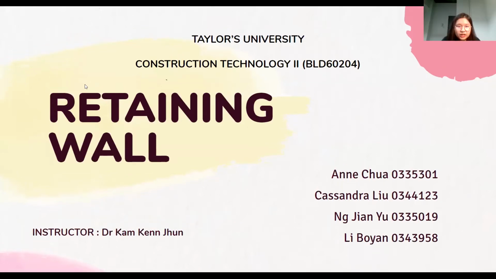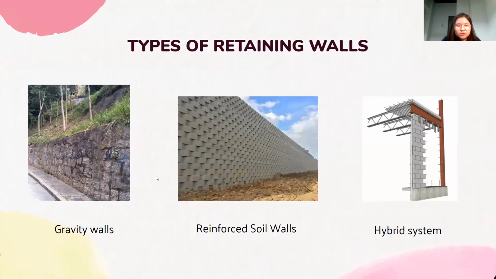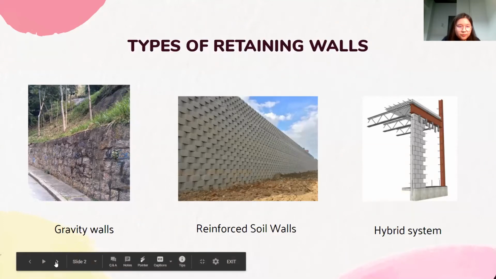Our group topic is retaining wall. There are 4 members: me, Cassandra, Ng Jianyu, and Li Boyan. There are 3 types of retaining walls: gravity walls, reinforced soil walls, and hybrid system.